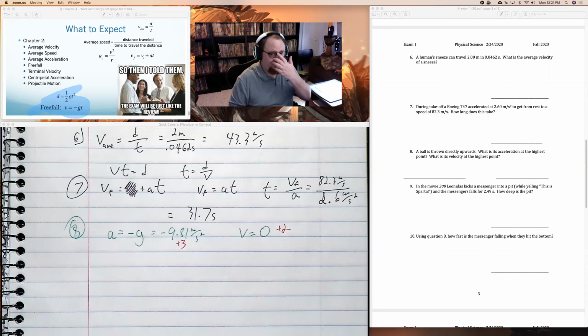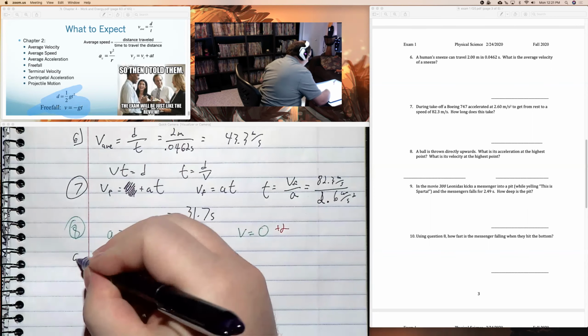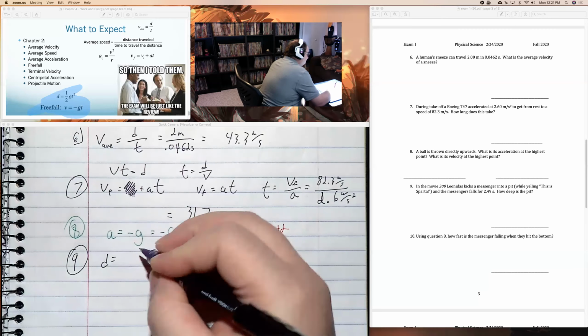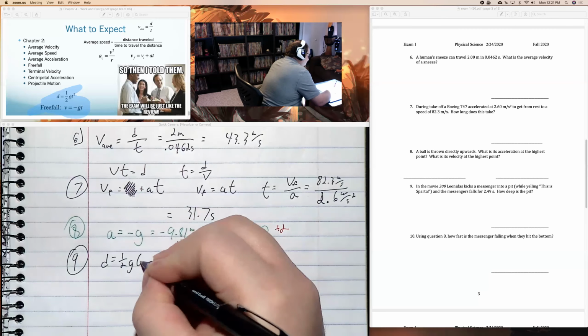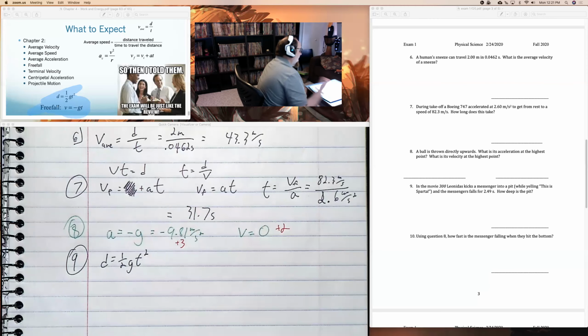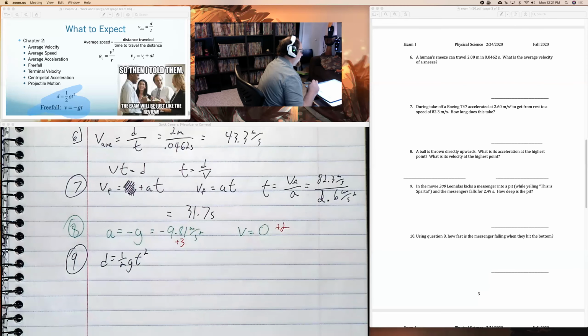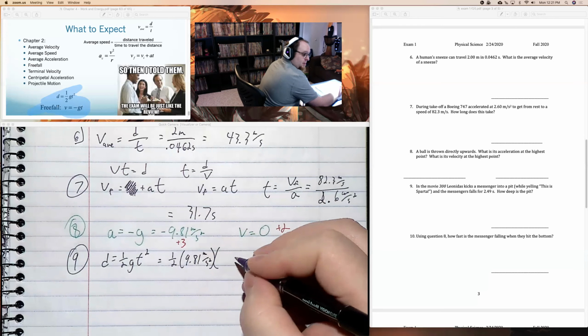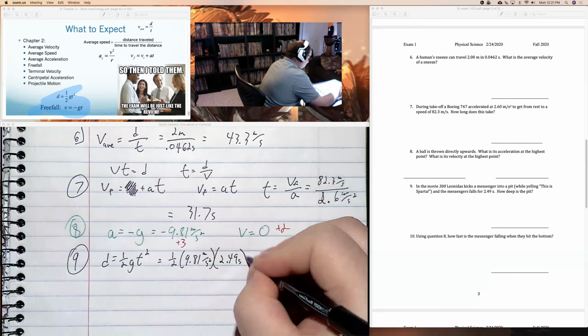It's going to happen. Last time what I asked is, in the movie 300, Leonidas kicks a messenger into a pit, and the messenger falls for 2.49 seconds. How deep is the pit? If you want to find the distance someone falls, distance is 1/2 gt squared. 3 points right there. And so the distance they fall will be 1/2 g times t squared.